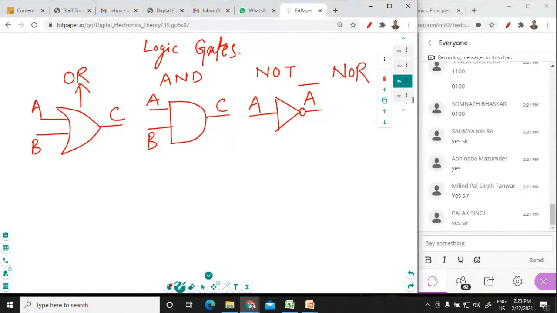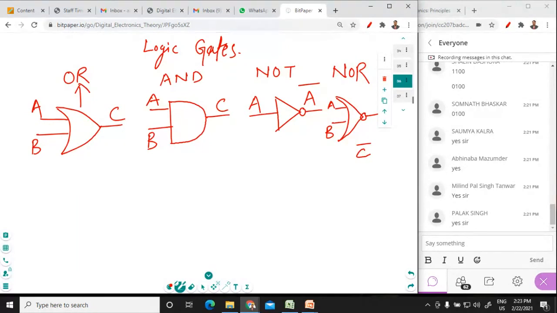What is the NOR gate? Just take the OR gate and add a NOT gate to it. It is known as the NOR gate. It has the two inputs A and B and it gives the output C as a complement. Okay. So now understand the mathematics behind these logic gates.